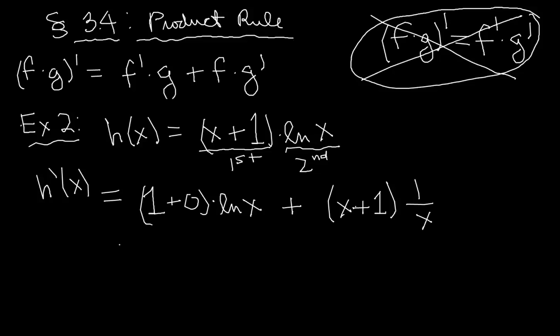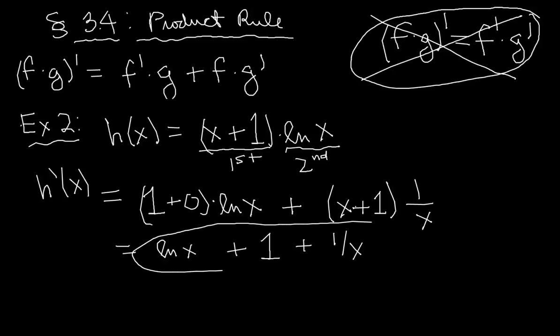Alright, and so what do we get? We get ln x plus, well, distributing the 1 over x gives us x over x, which is 1, plus 1 times 1 over x, which is 1 over x. And that's what the derivative would be.